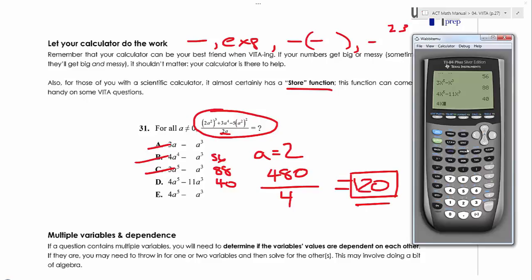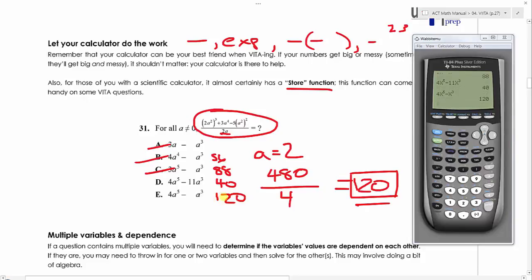4x to the 5th, and we are taking out x to the third, and we get 120. So answer choice E gave us, I don't know why I crossed that off, answer choice E gave us the value that we needed, and we are done.